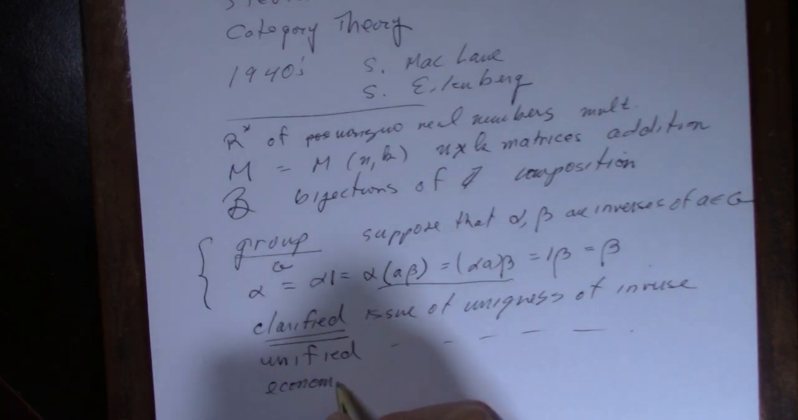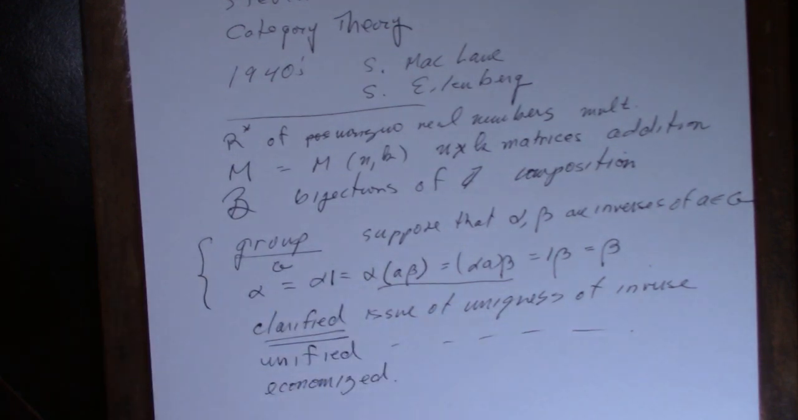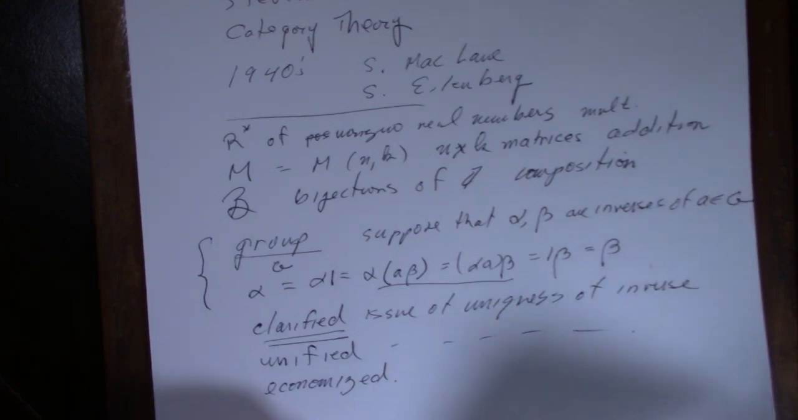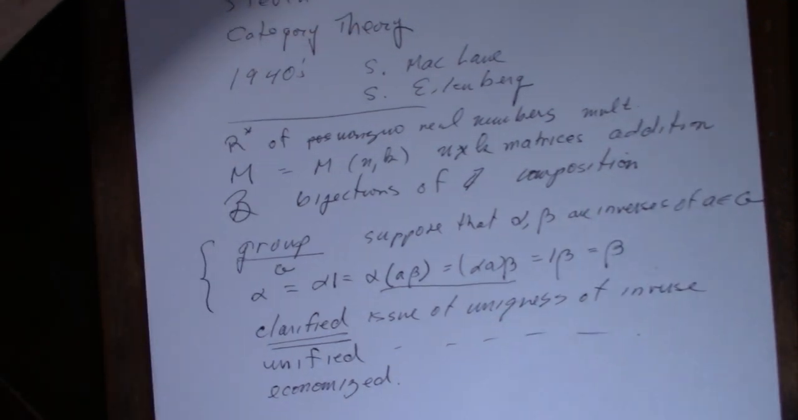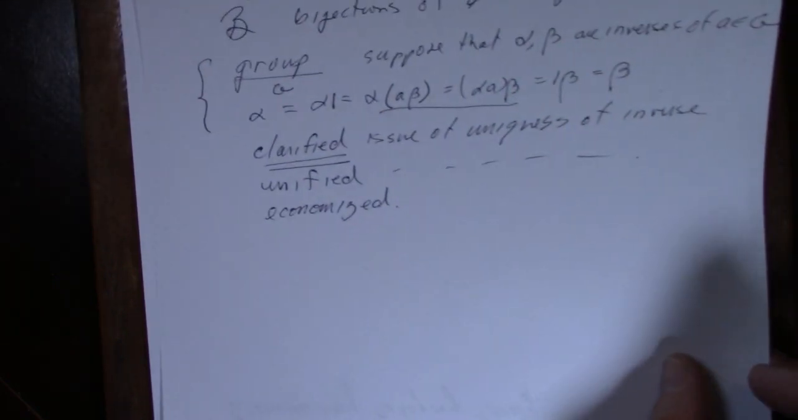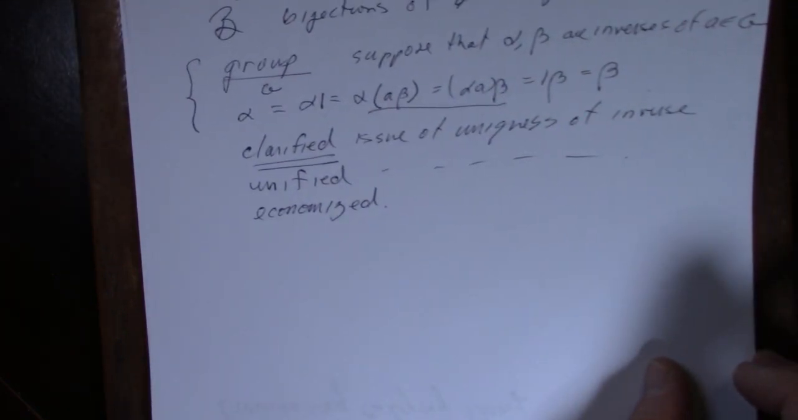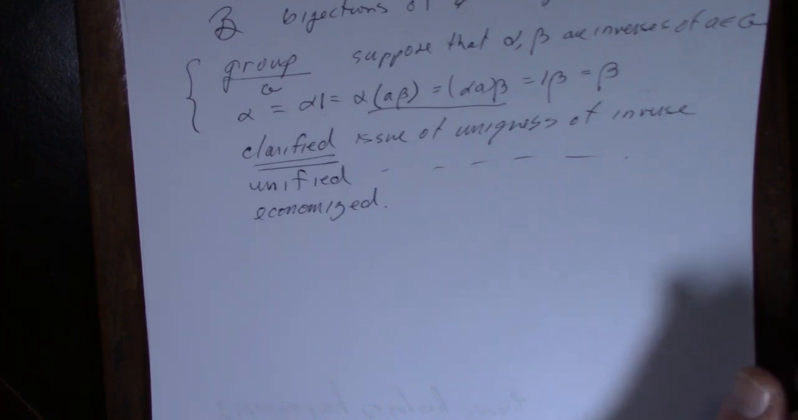It has also economized our efforts. One line proves the uniqueness of inverses in any group, so it's much more economical to prove that inverses are unique in the abstract setting of a group than it is to prove it every time we need it in every example that comes along. So this abstraction has done several really useful things. Well, that's what Saunders Mac Lane was talking about in that first sentence I read to you.